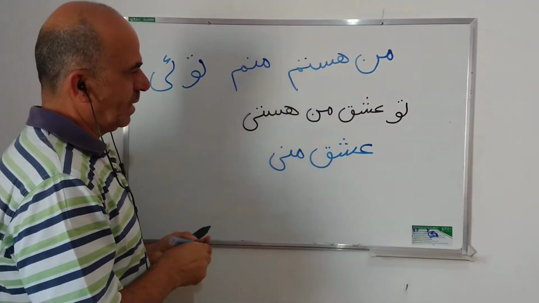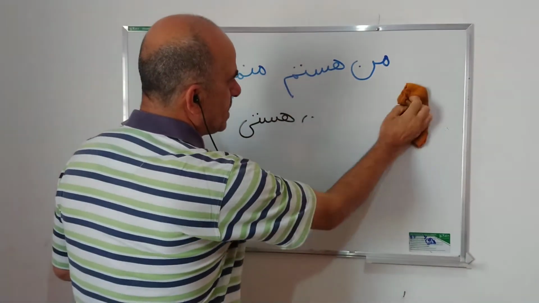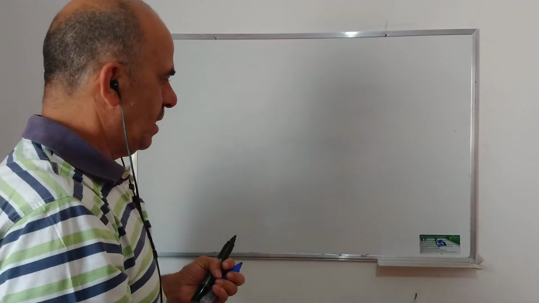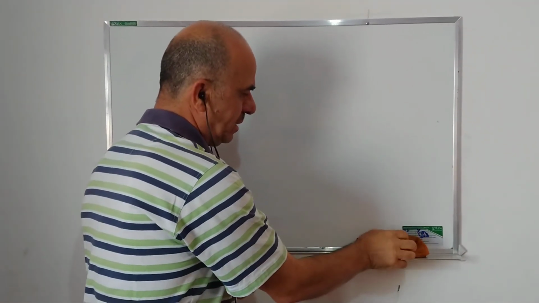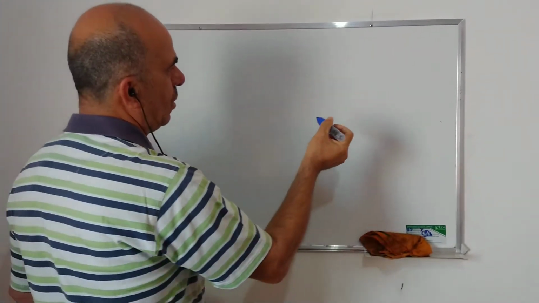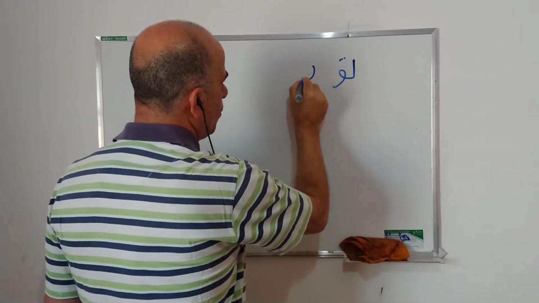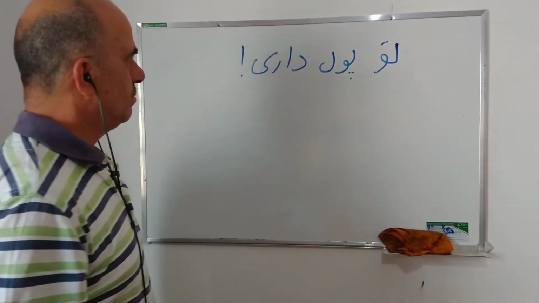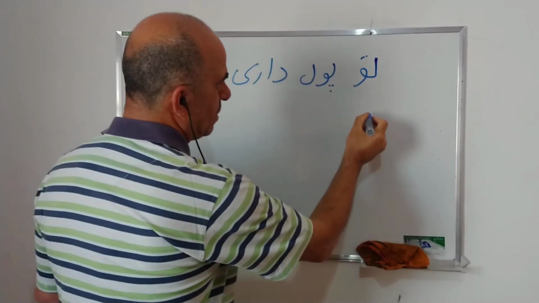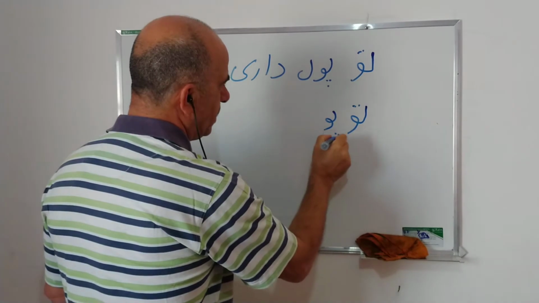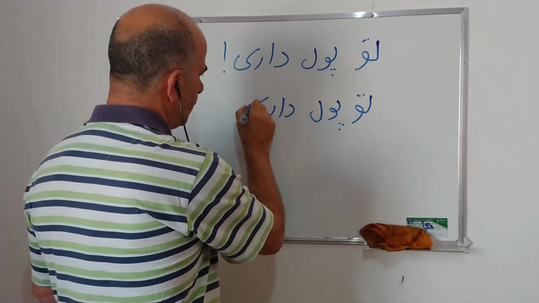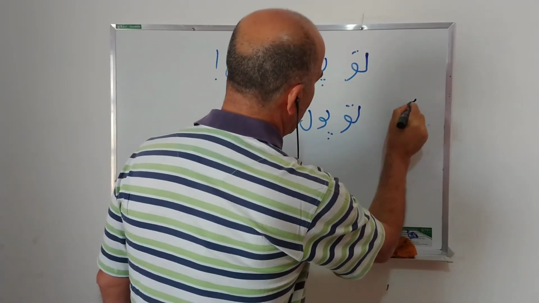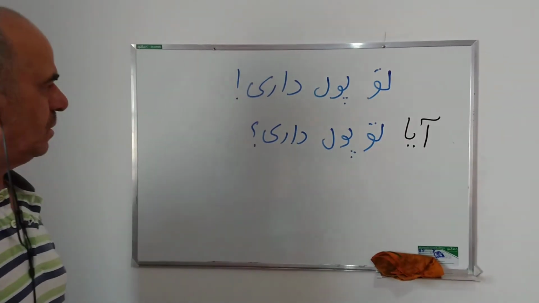Okay, so we said I have and I don't have. Now I want to ask a question. Do you have money? To pool dari? You have money. But if you want to ask a question, you say to pool dari. Or Aya. Aya to pool dari.